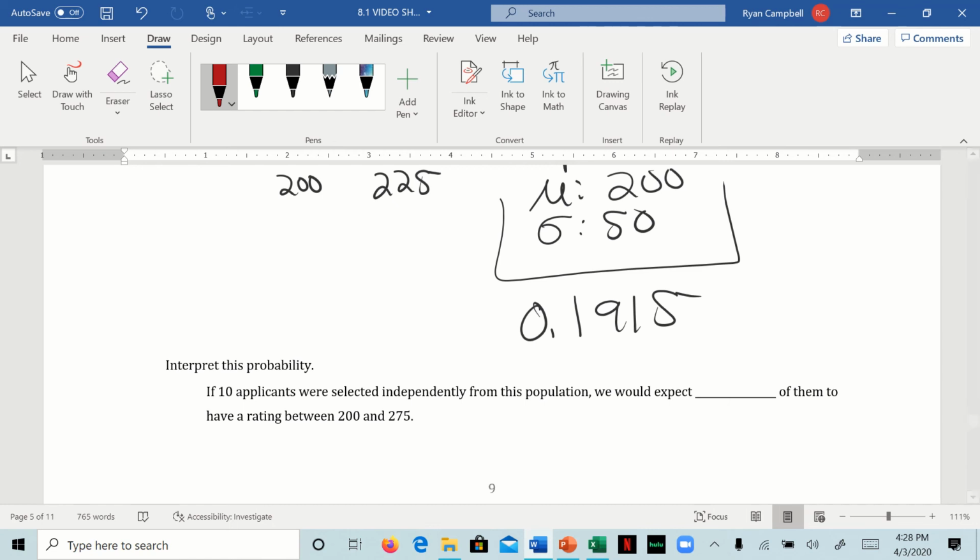Interpretation: if 10 applicants are randomly selected independently, we would expect 2 of them to have ratings between 200 and 225. Again, just multiply that by 10.